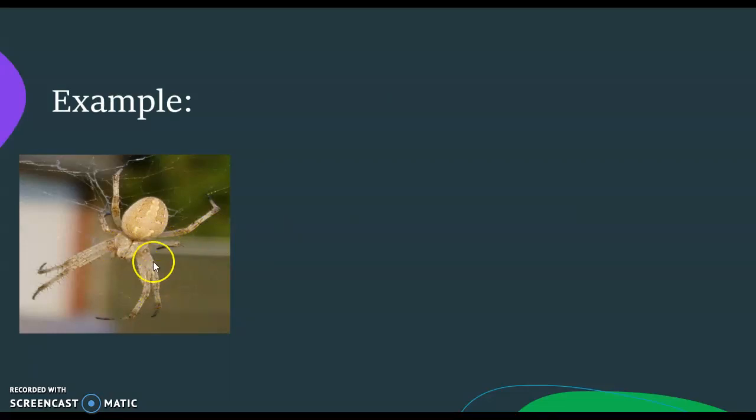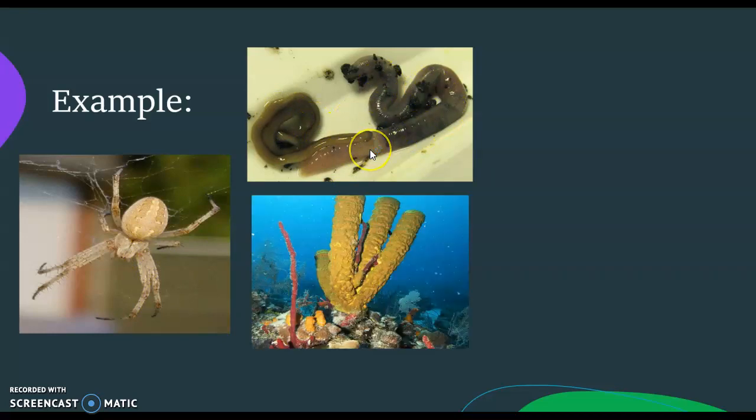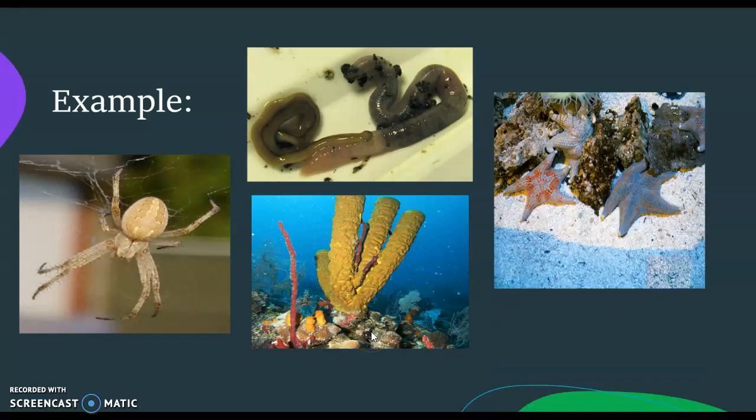They can be jointed or unjointed. Worms, we have flatworms and roundworms. Sponges, as you can see in this coral at the bottom of the ocean, also in this coral right here. And these beautiful starfish, which are the spiny animals, and we have a couple of them on the ocean floor as well.